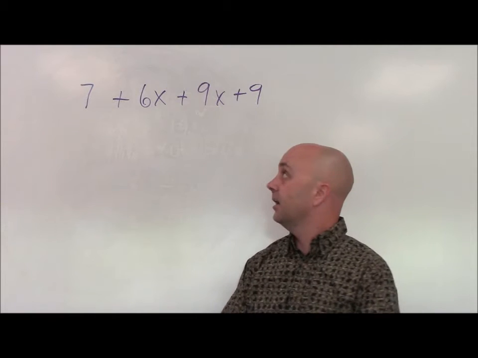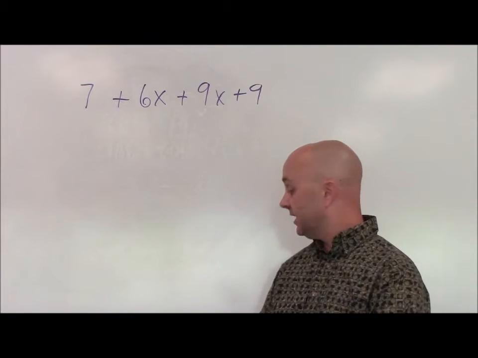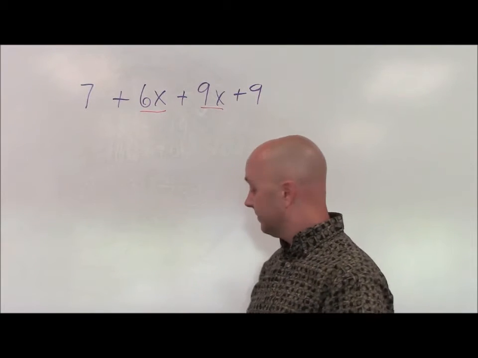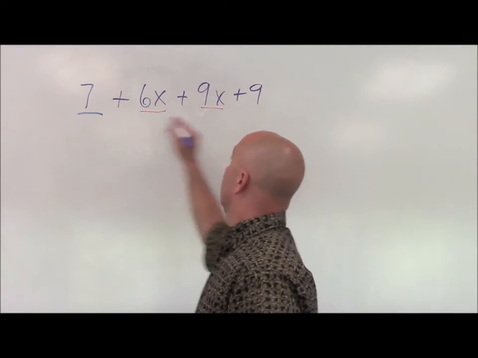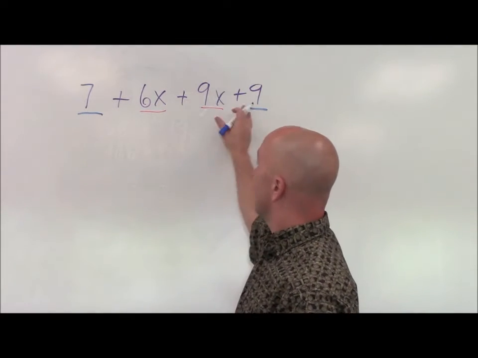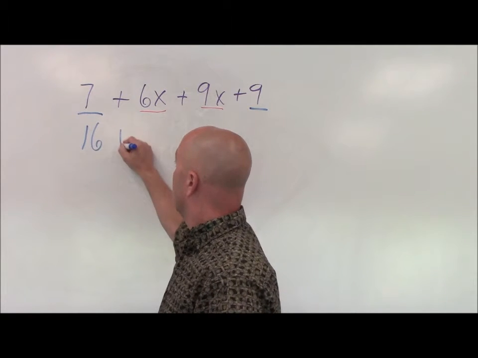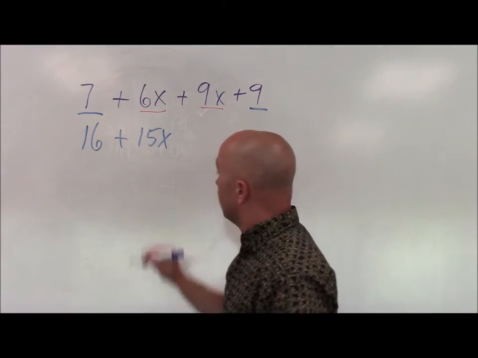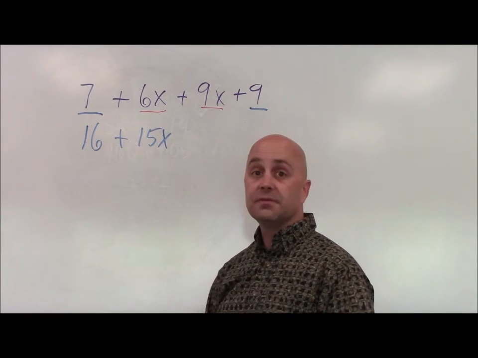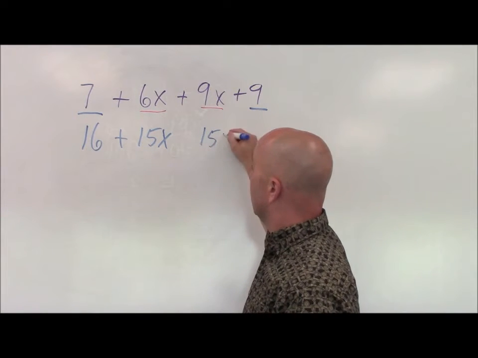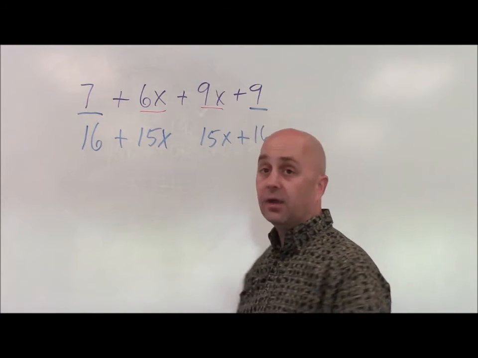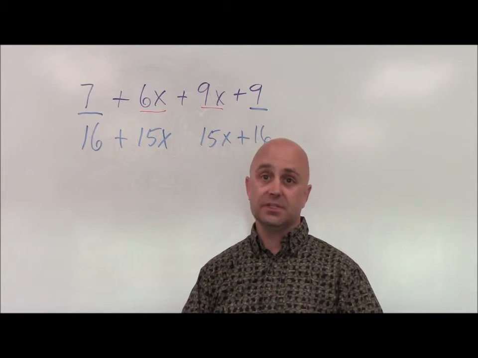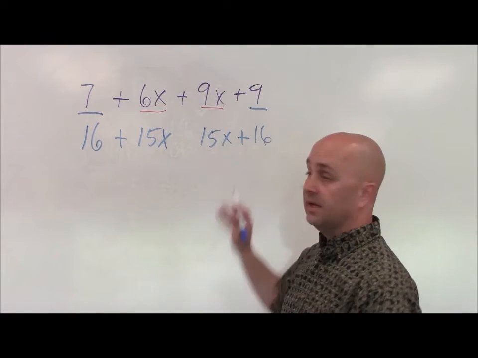Okay, another example like that, 7 plus 6x plus 9x plus 9. As you're looking at that, you notice that 6x and 9x are alike, and 7 and 9 are alike. So I can combine the 7 and the 9 and get 16, and the 6x and the 9x to get 15x. And this is how I'd write it, 16 plus 15x. Or some people prefer 15x plus 16, and I can write them in any order because of the associative and the commutative properties of addition. However, we tend to write the x first and then the number by itself.